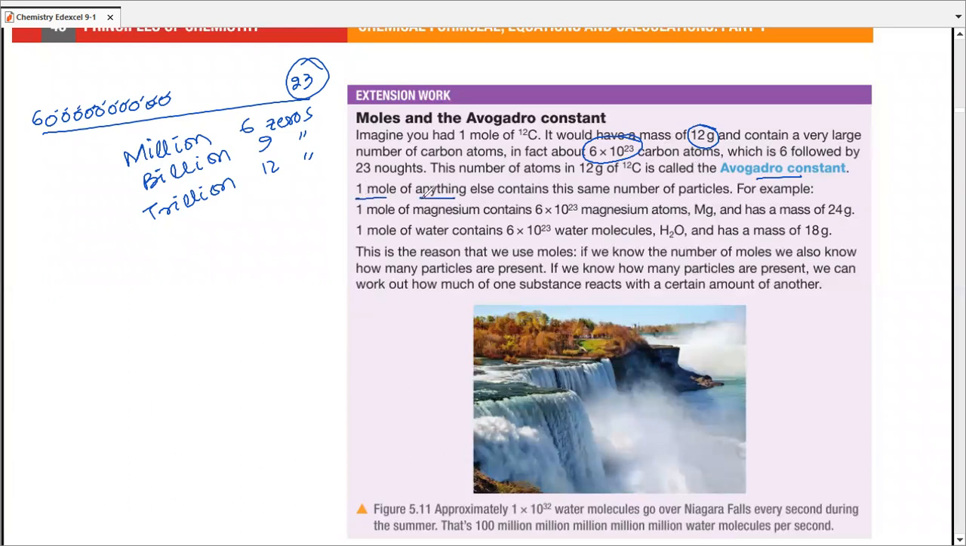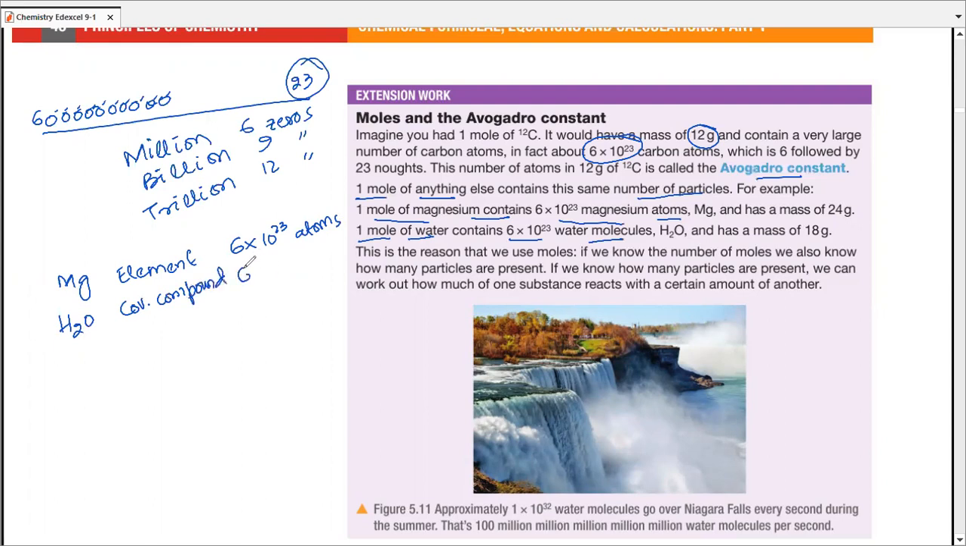1 mole of anything on the planet contains the exact same number of particles. Now, if you're talking about 1 mole of atom-based substance or element, it would consist of this many atoms. If you're talking about water, now water is a covalent compound, so it would consist of this many molecules. If I talk about another thing, let's say magnesium, magnesium is an element. So elements are made up of atoms. So I am going to write it as atoms, right? H2O. Now H2O is a covalent compound, right?